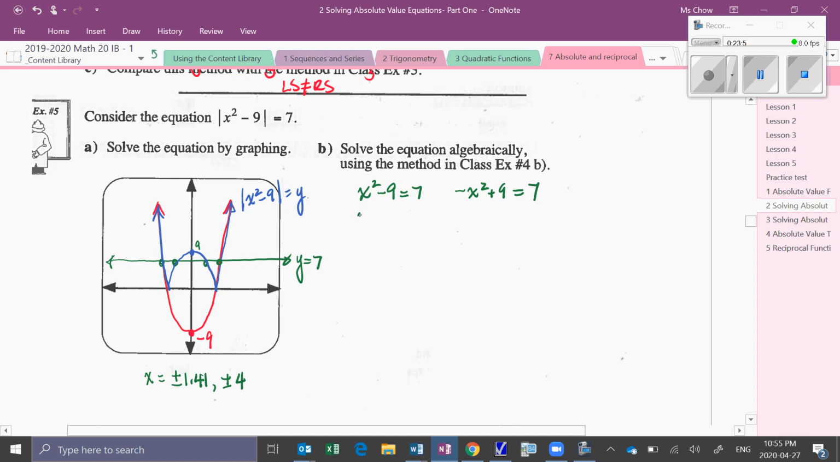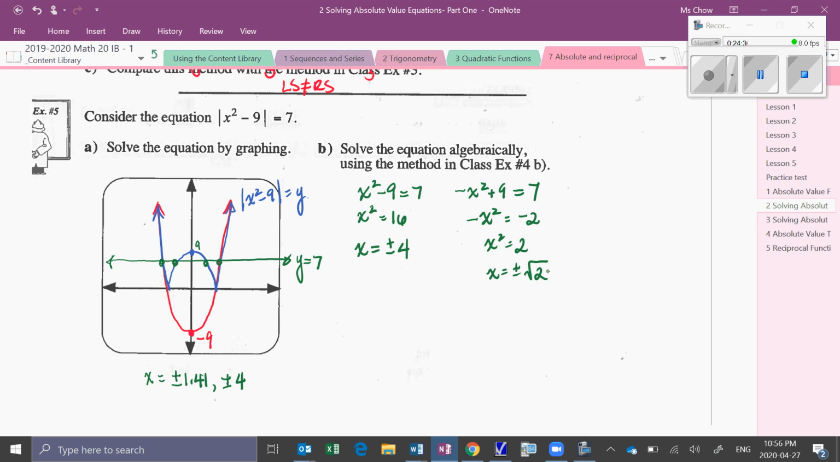So this first equation, add 9 to both sides, so x squared is equal to 16. So that's where we get our x is equal to plus or minus 4. And then in this particular case, negative x squared is equal to negative 2. Divide both sides by negative 1, of course, so x squared is equal to positive 2, so x is equal to plus or minus the square root of 2. So that explains that plus or minus 1.41 then.